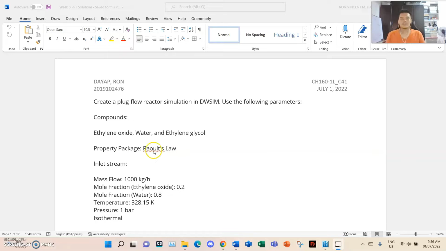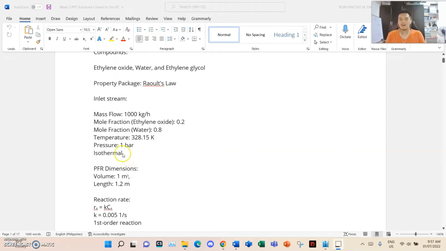Create a plug flow reactor simulation in DWSim using the following parameters. The compounds are ethylene oxide, water, and ethylene glycol. The property package is Raoult's law, and the inlet stream of the PFR is 1000 kg per hour mass flow, ethylene oxide mole fraction of 0.2, water mole fraction of 0.8, at a temperature of 328.15 Kelvin, pressure at 1 bar, and an isothermal operation.